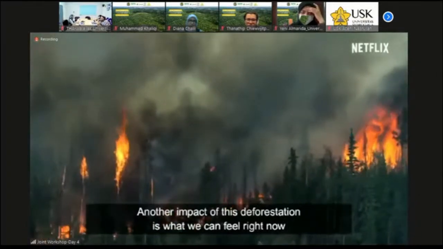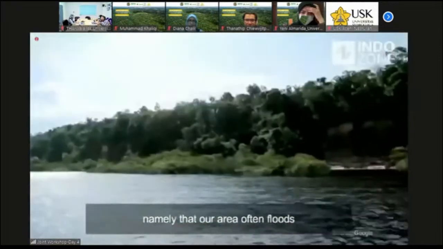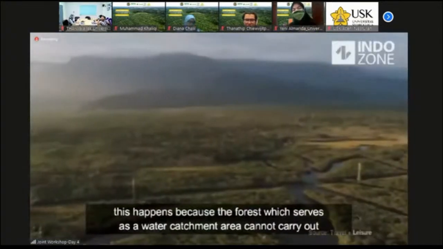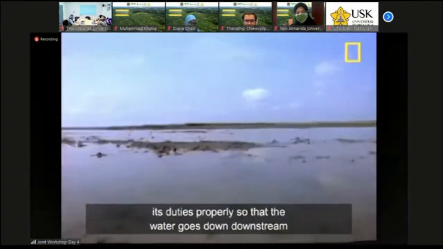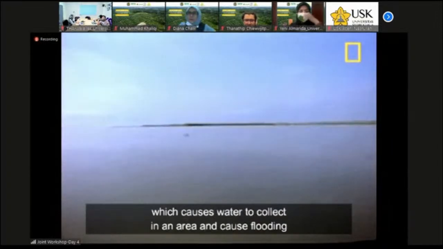Another impact of this deforestation is what we can feel right now, namely that our area often has floods. This happens because the forest, which serves as a water catchment area, cannot carry out its duties properly, so the water goes downstream, which causes water to collect in an area and cause flooding.